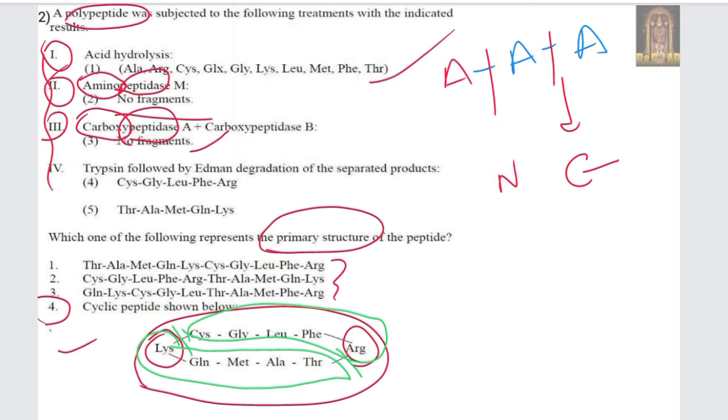So depending on this, they have gone through the Edman degradation. They have gone through the Edman degradation, and there they got this sequence. So depending on all of the treatment's results, we can interpret that the answer is the fourth one.